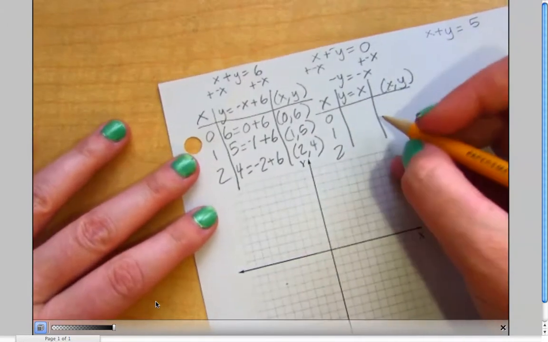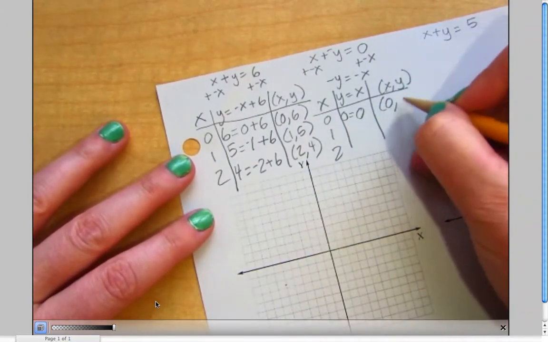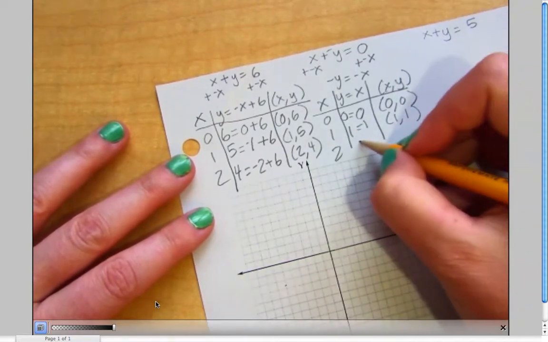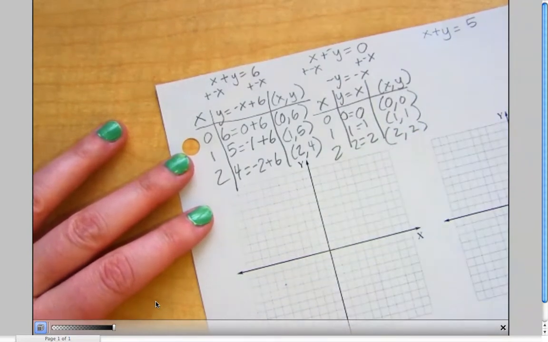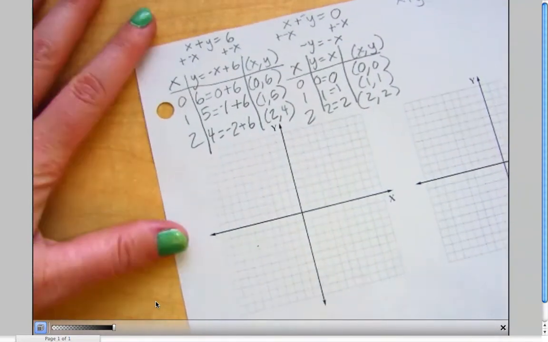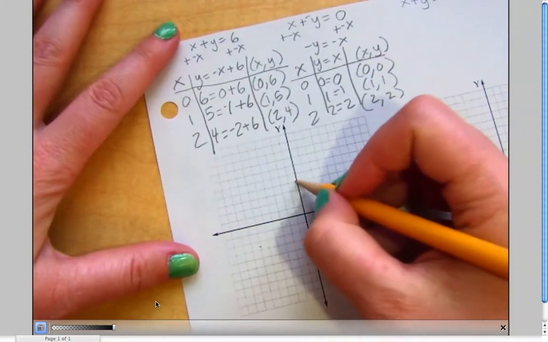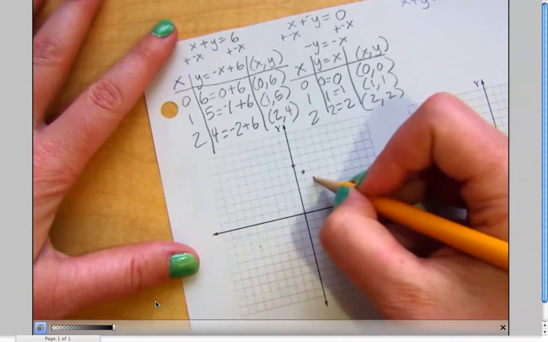Next one. If I plug in 0 for x, I get 0 for y. Are you noticing a pattern here? Whatever x is, y is. Pretty easy to tell. So let's go ahead and graph these. Graph the first one, 0, 6, then 1, 5, and 2, 4.